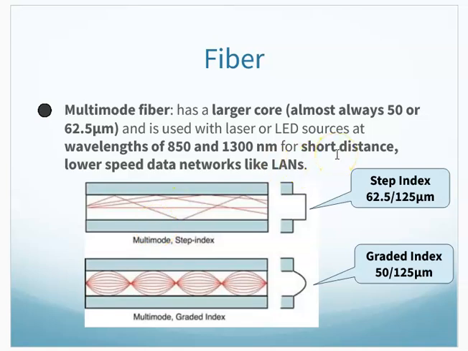Multi-mode fiber has the larger core, typically 62.5 or 50 microns. Your 62.5 is your step index, while your 50 is your graded index. These are designed for 850 or 1300 nanometer wavelength light sources, so shorter distances. Typically your backbone connections between your closets. That's what these get used for.